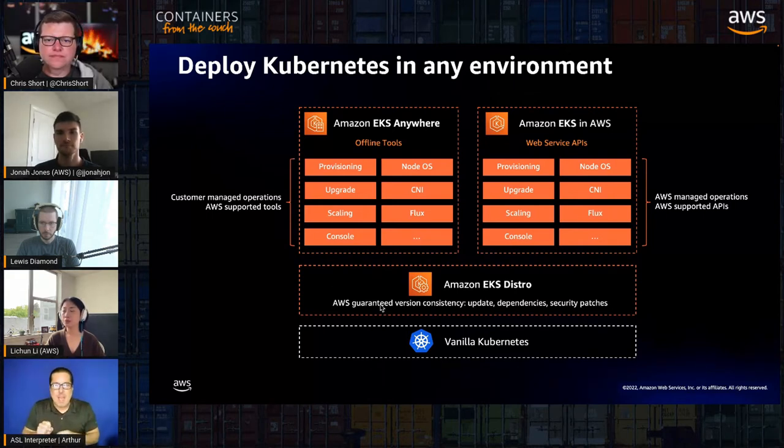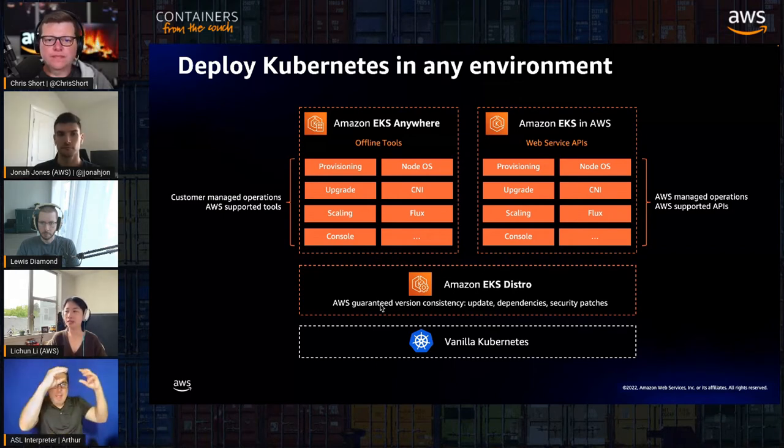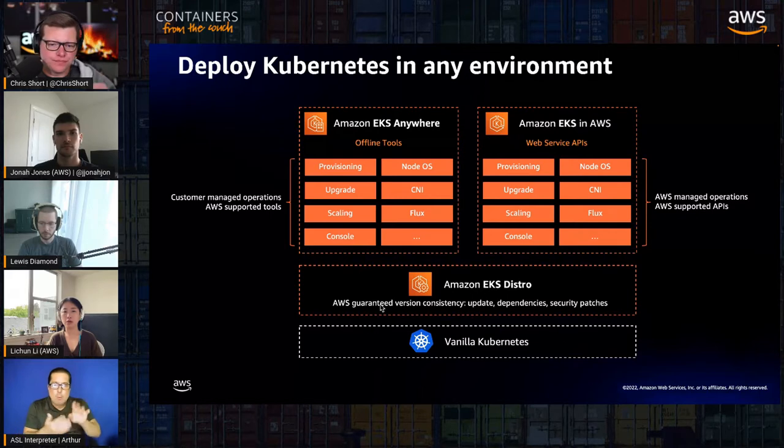EKS Distro, as you probably have heard from Vipin in the last session, is a Kubernetes distribution, but it is the one that AWS provides testing for and the one that we use for all EKS deployment options, so that you can be confident that, regardless of which deployment option you're using, the versions of the components are the same.